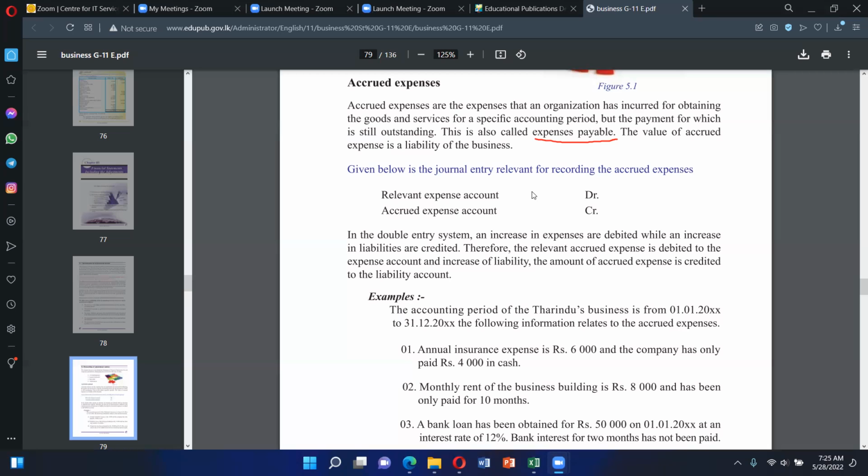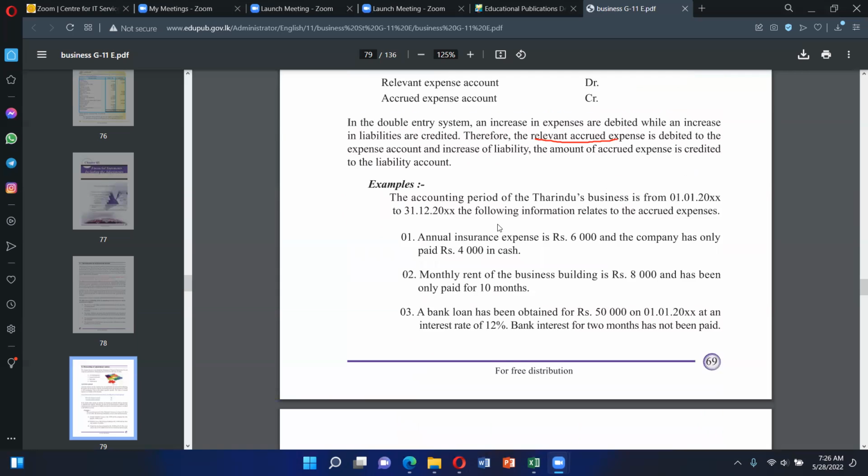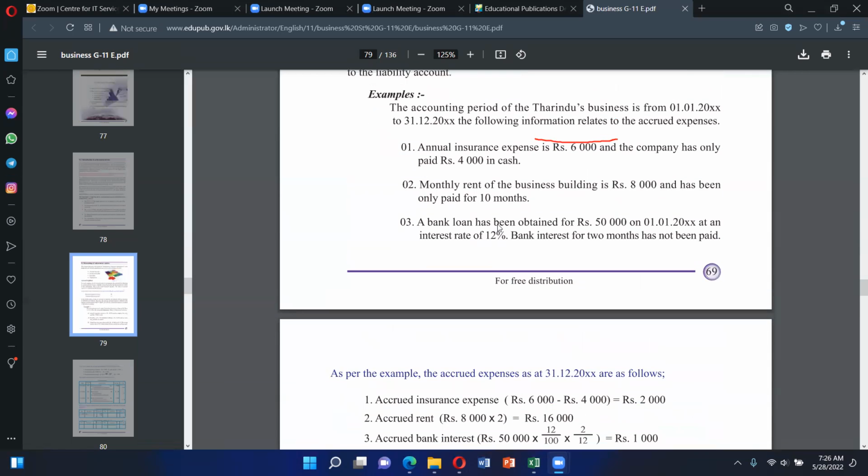Example. Yeah, just underline in your textbook. This is also called expense payable. And do underline: relevant expense debit, accrued expense credit. The logic is increase in expense and increase in liability. So any increase in expense is debit, and an increase in liability is credit. Okay. So now we'll go one by one. Haridha?